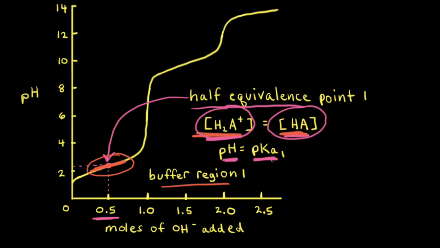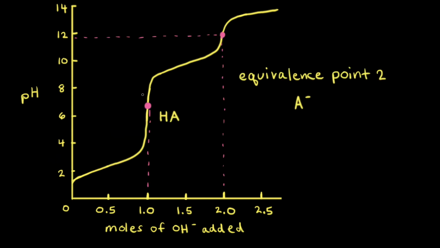In this case, we're talking about the pKa value of the more acidic proton, the proton that's on the oxygen in H2A+. So if we find the half-equivalence point and go over to where this intersects with the y-axis, the pH at this point should be equal to the pKa value for the more acidic proton. Looking at the y-axis, it's a little bit over 2. In reality, the value of pKa1 is 2.34.